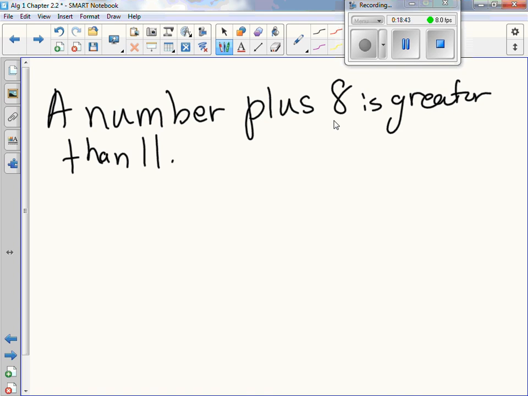So how would we write this as an inequality? So what would a number be? Yeah, so a letter. What letter do we want to use? Yeah, we can do X or Y. Either one works, because we just need to pick one. So we'd say what? A number plus 8. So that would be X what? Is. So that would be our statement, yes? X plus 8 is greater than 11.